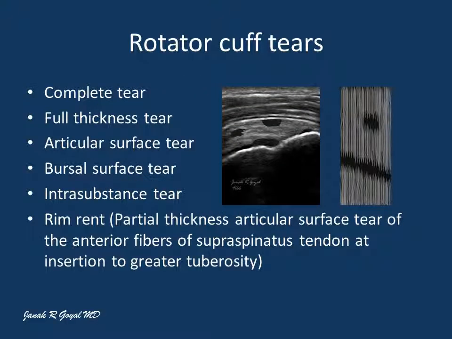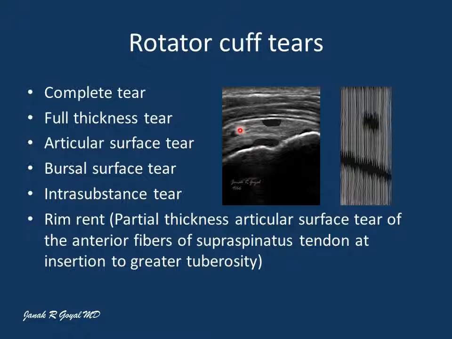Rotator cuff tears are very common on sonographic examination of the shoulder and are classified as complete tears. In a complete tear, you have a complete split of the tendon into two parts, and then you have a full thickness tear where the tendon is torn and has a hole in the tendon from bursal surface to the articular surface. That's a through and through hole, but the tendon does have intact surrounding fibers. Then you have an articular surface tear when the tear is limited to the articular surface of the tendon.